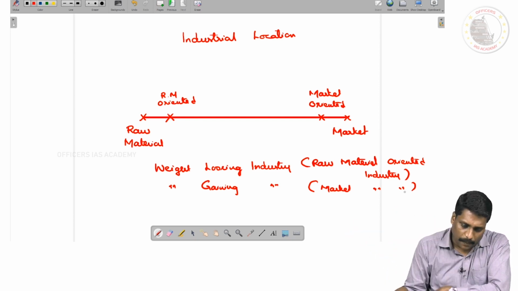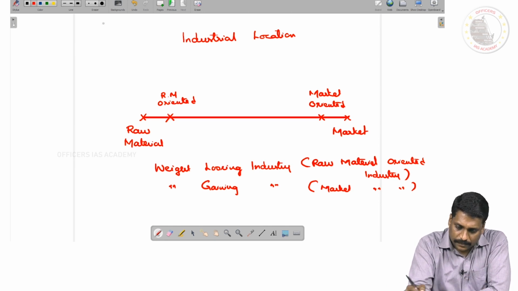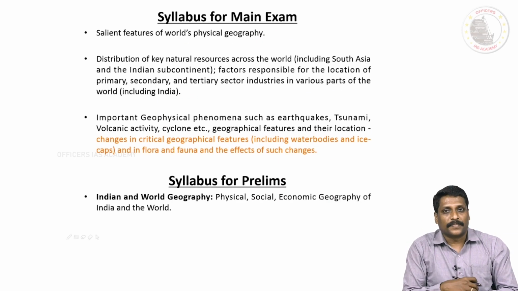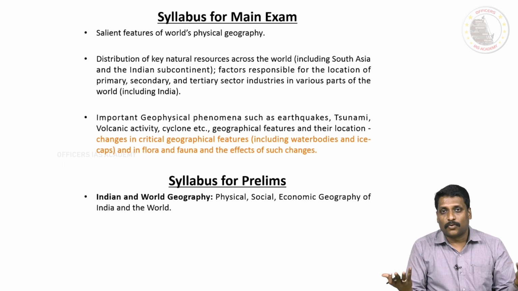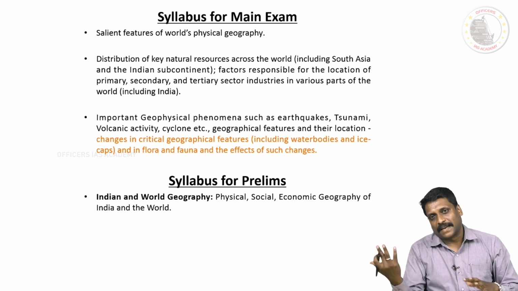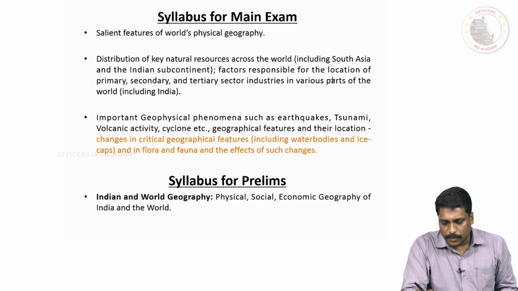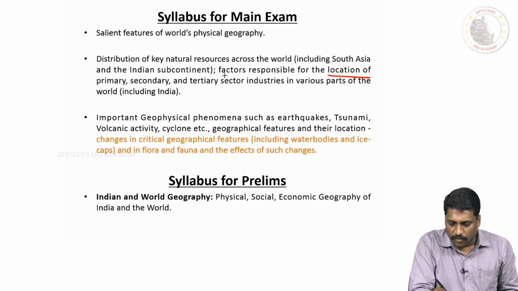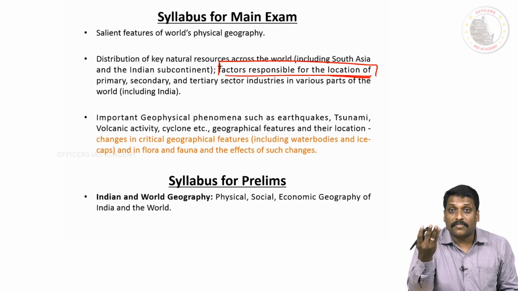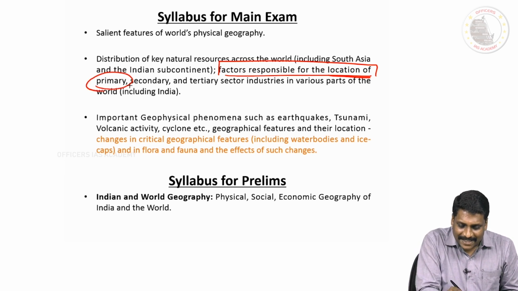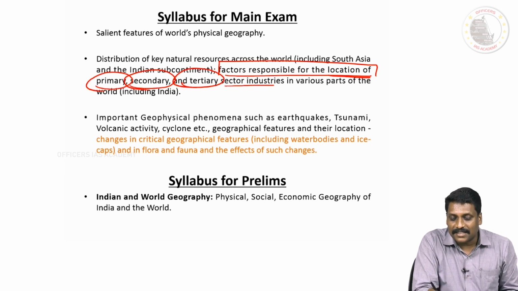Right, sir? Now, coming to the paragraph again, understanding what exactly UPSC is trying to say. We know that industries are of two types, raw material oriented and market oriented. But here, UPSC says factors responsible for the location. So far we know factors responsible for location. What type of industry? It says what? Primary, secondary and tertiary sector industries.